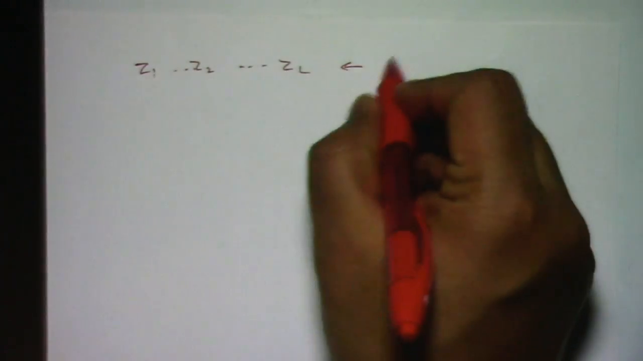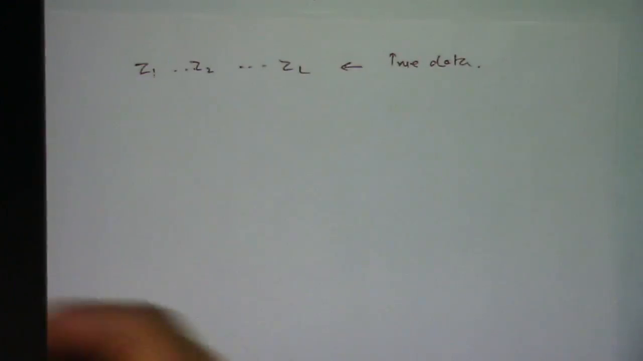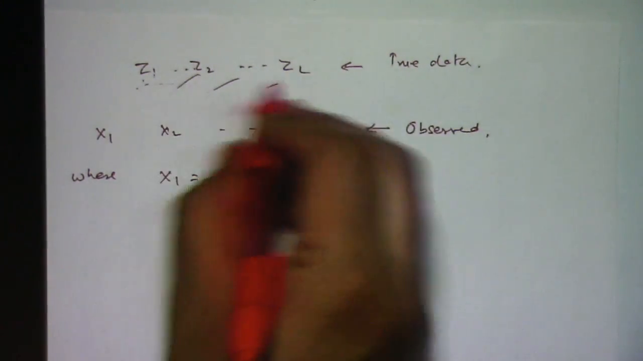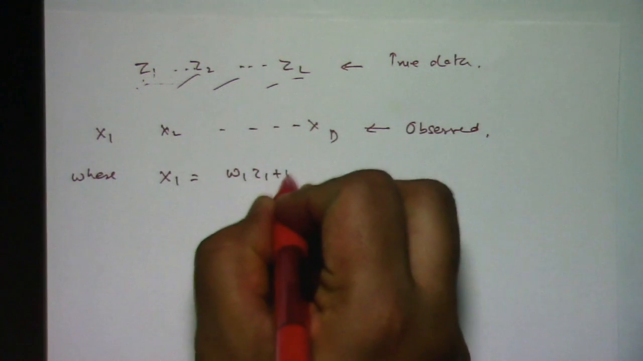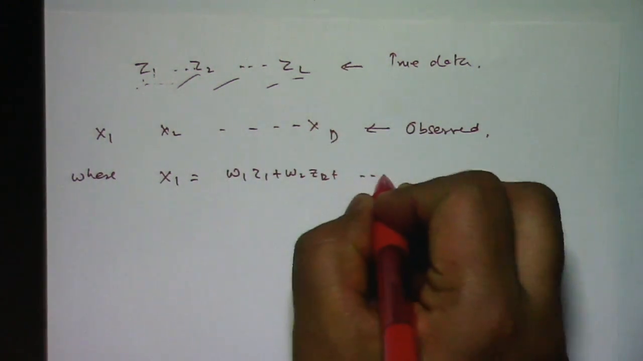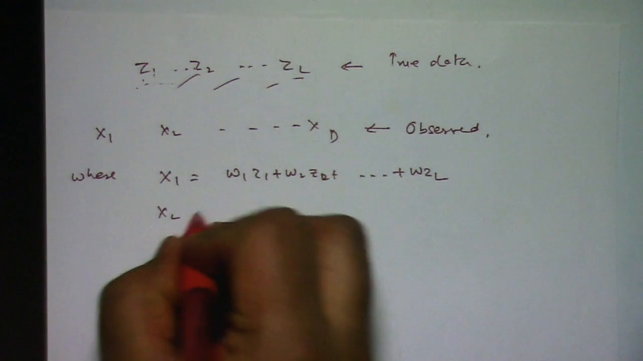You have some L factors, Z1, Z2, ZL, and this is what describes a data object, right? This is the true data that exists in this L dimensional space. But what you observe are some linear combinations of these. So you'll have some X1, X2, XD observed, where X1 is some linear combination of this, W1 Z1 plus W2 Z2 plus, and we don't know what these are. And same way X2 is this, right?